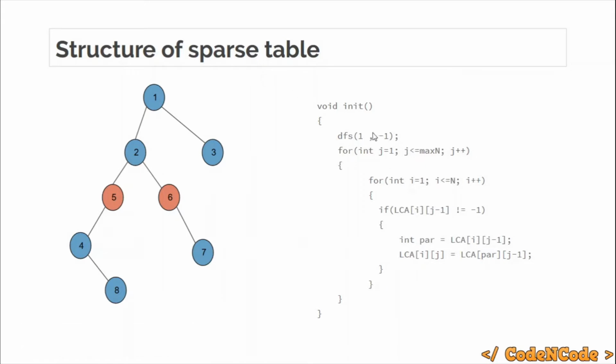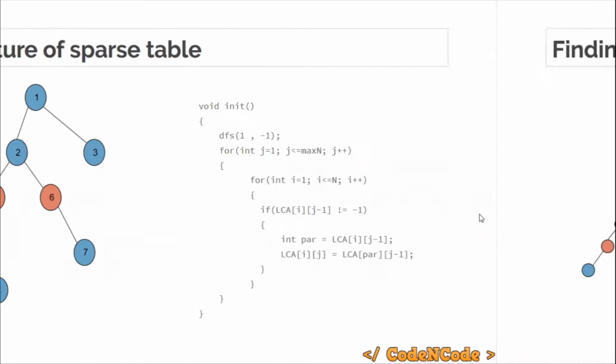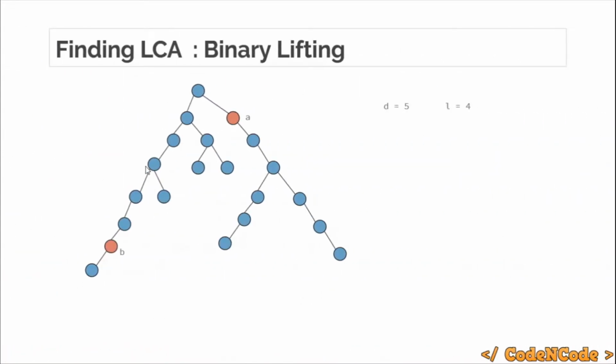I haven't shown the process where you initialize each element of the LCA array as -1. That is also important. Now after our LCA array or sparse table is constructed, how are you going to apply the lifting?